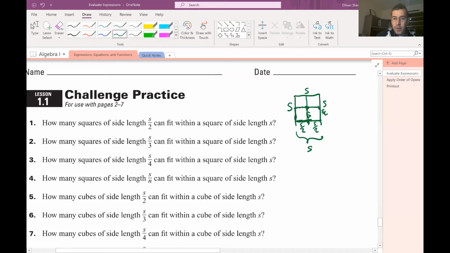So there are really how many? It's 1, 2, 3, 4. So how many squares of side length s half can fit within a square of side length s? 4.